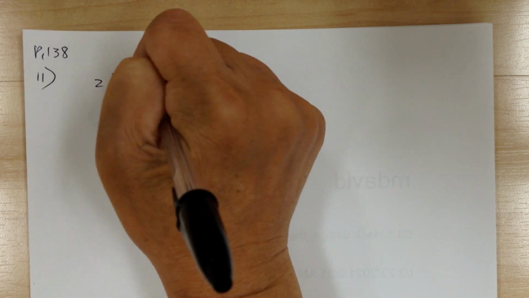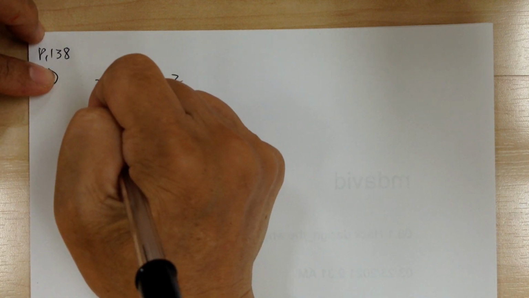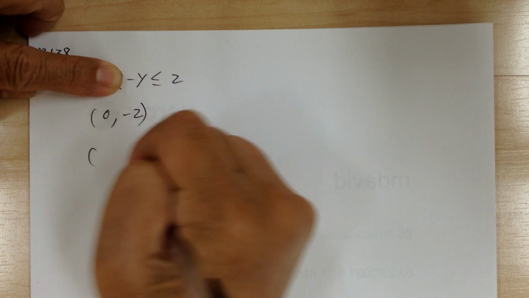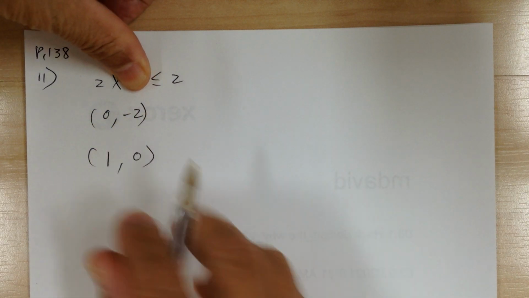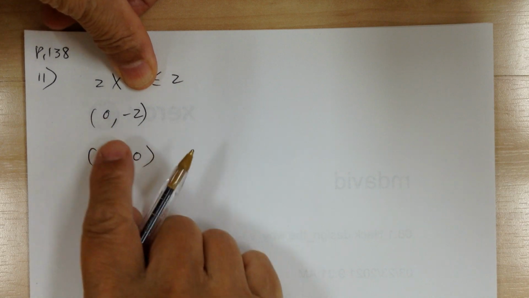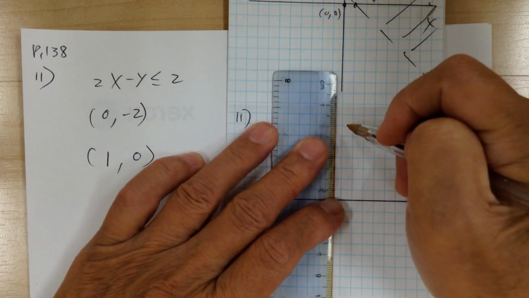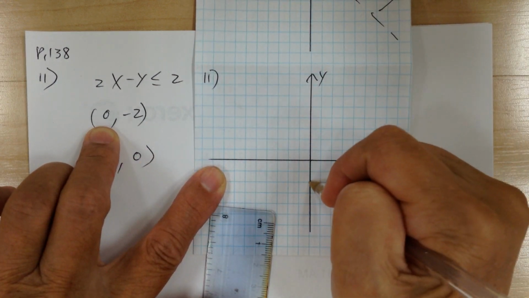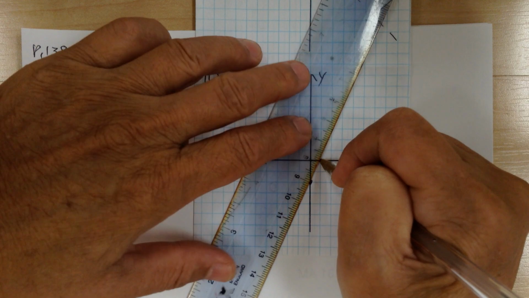2x minus y is less than or equal to 2. So you can choose your intercept points so you can draw your boundary line. If you let x equal to 0, this is gone. Divide both sides by -1, so you're going to get -2 for y. Now if you let y equal to 0, this is gone. Divide both sides by 2, so x will equal 1. When you use your finger or thumb to cover up the variable that is 0, you can do it mentally. It's very quick. So intercept points, you got 0, -2, and you got 1, 0. And this is going to be a solid line.